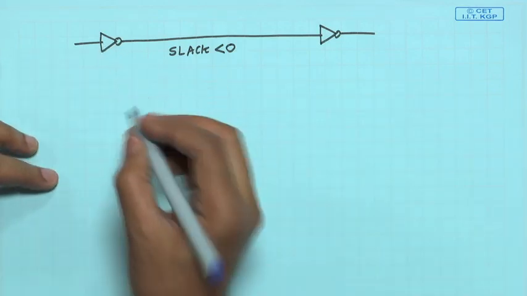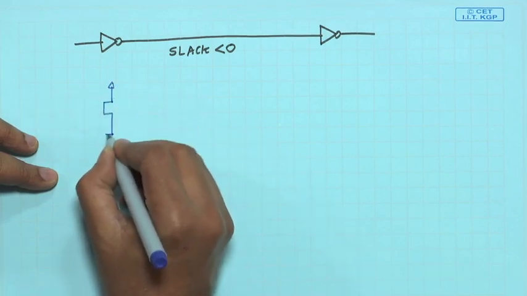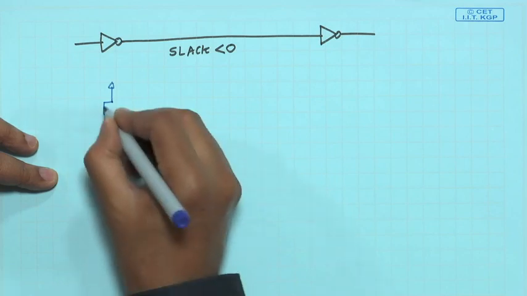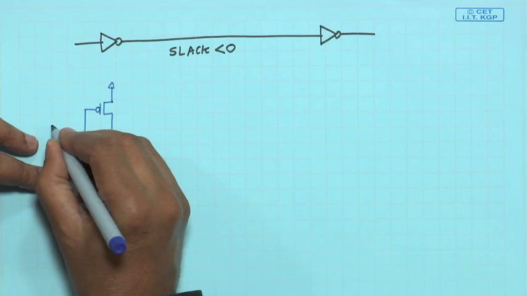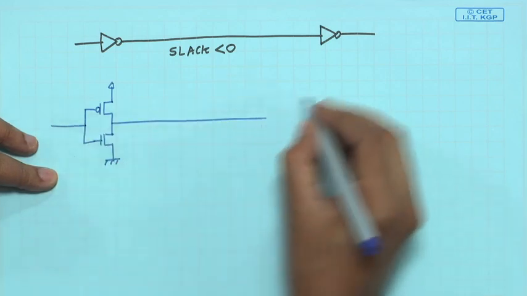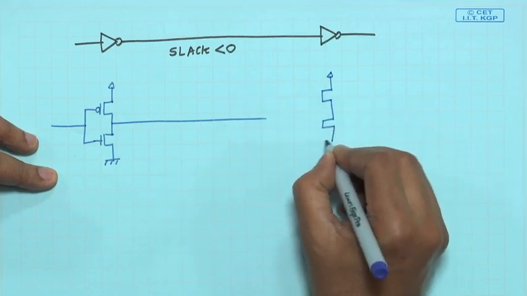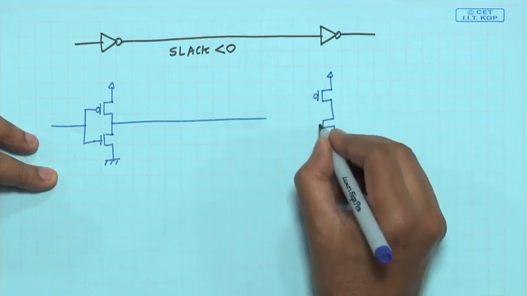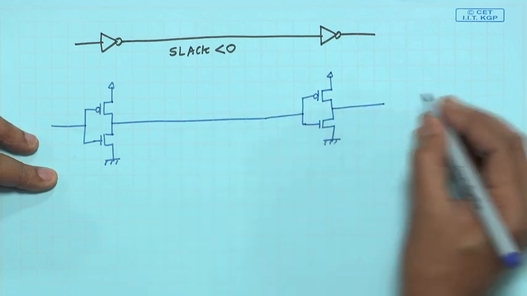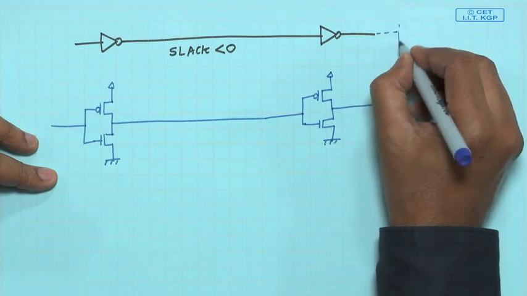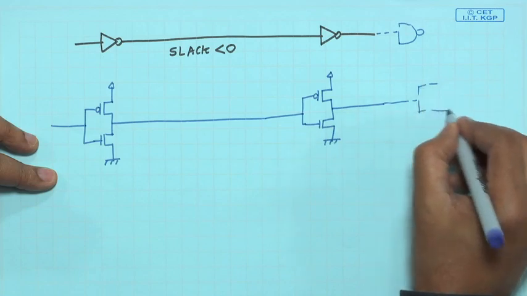Let us see. This inverter, if you look at the CMOS level realization of an inverter, this is a PMOS transistor, this is an NMOS. So, the input is coming here, the output is going from here, and similarly on this side you have another such inverter. So, your circuit is like this. Maybe this is driving some other gate, it will be driving something else.